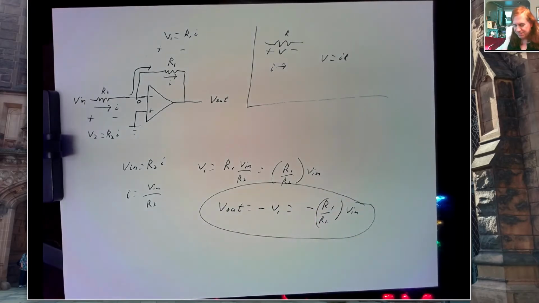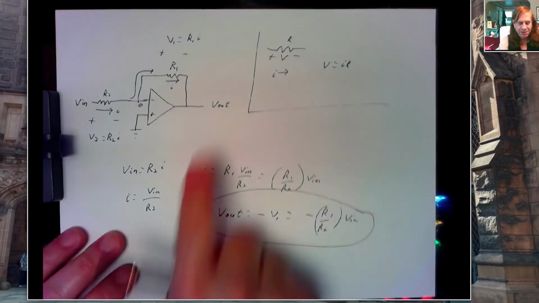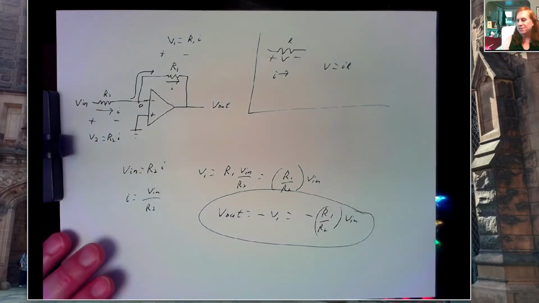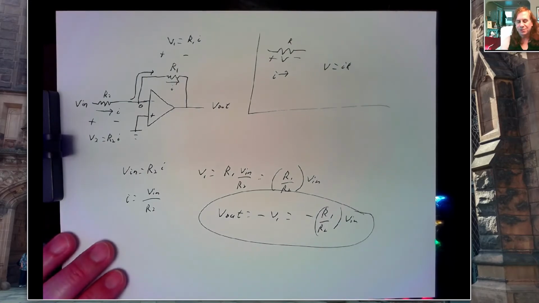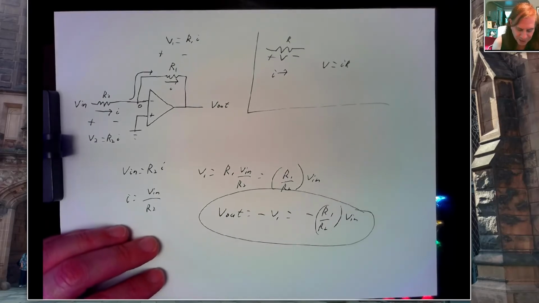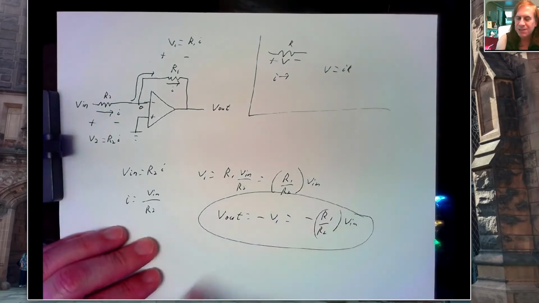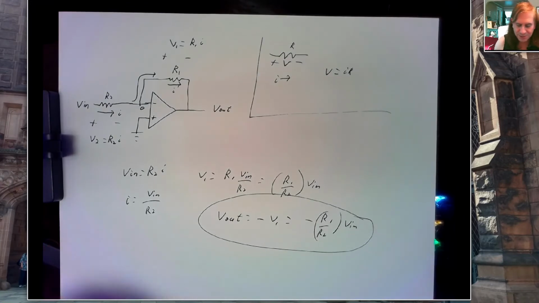Now, if we make R1 and R2 exactly the same resistance, our output is just the inverse of the input. It's a simple inverter with no amplification or attenuation. But if we make R1 bigger than R2, we start to get amplification and inversion.